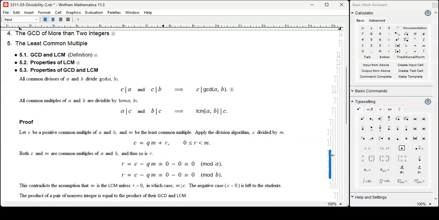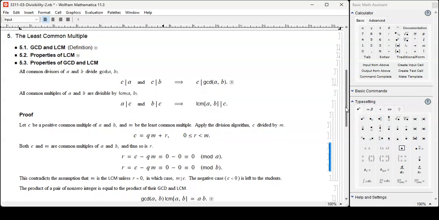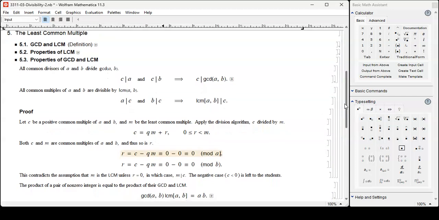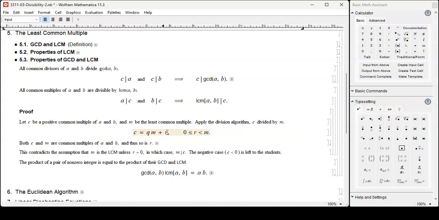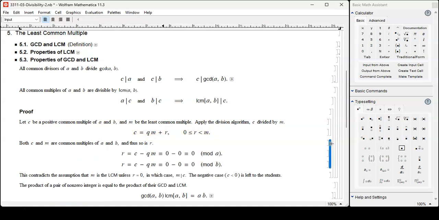Or you can use the mod operation. Congruence modulo A, and then congruence modulo B. You see, M is divisible by A, so as far as A is concerned, it's 0. Same for C, divisible by A, so it's 0. So R is equal to 0 modulo A, or R is divisible by A. I keep saying modulo M, excuse me.